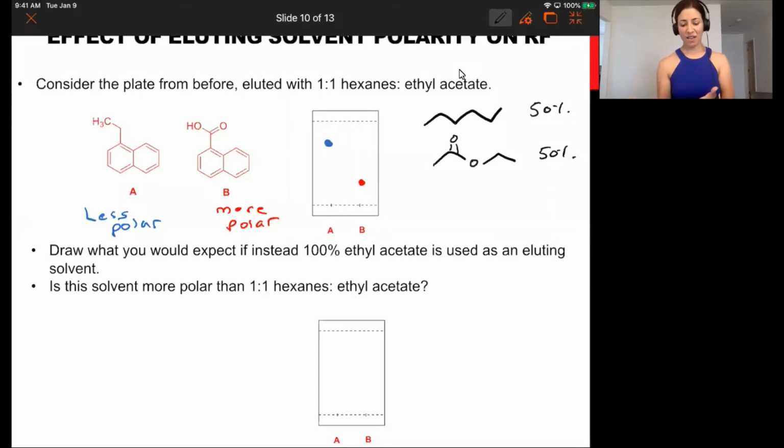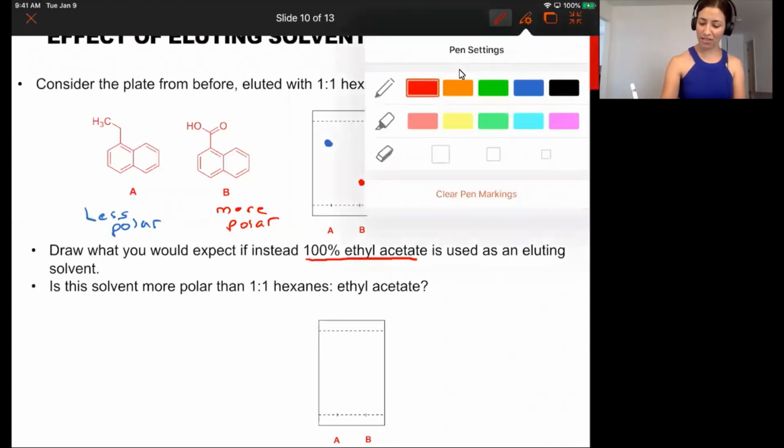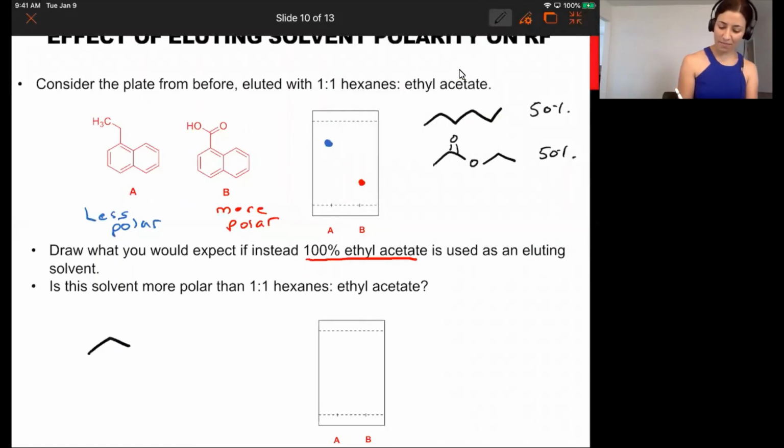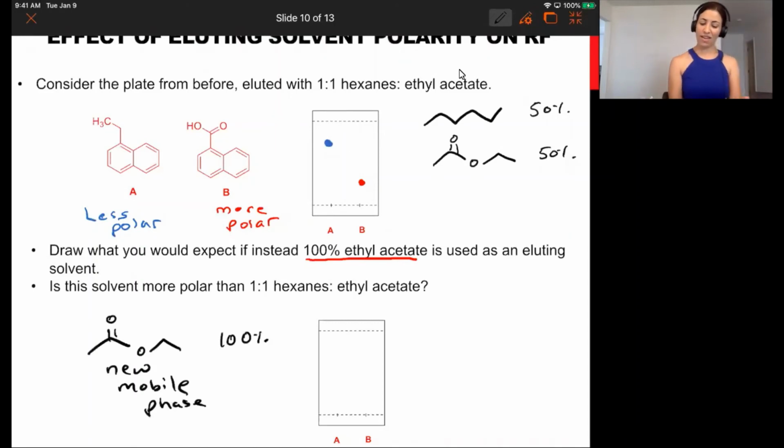Let's say I take the same two compounds and I develop them in a new TLC chamber. But this time I switch my mobile phase to 100% ethyl acetate. Okay, so this is my new mobile phase. What you need to ask yourself is, has the mobile phase become more polar? Yes. More polar relative to my starting mobile phase.